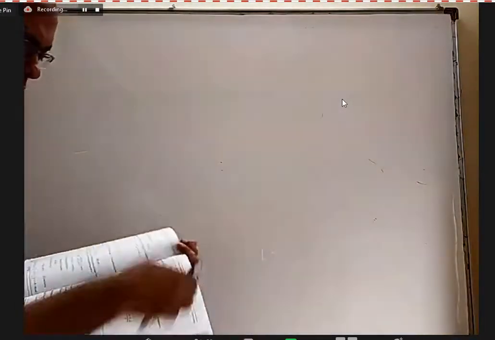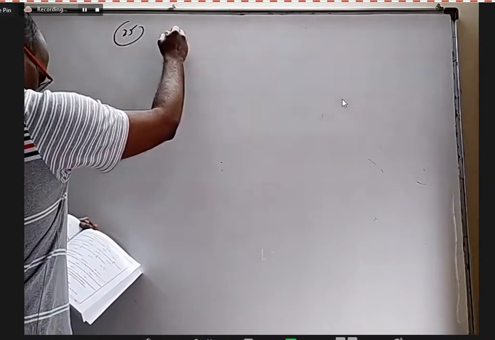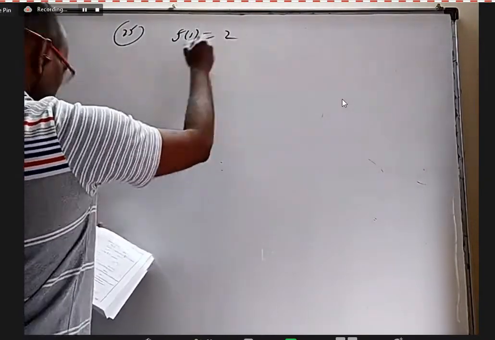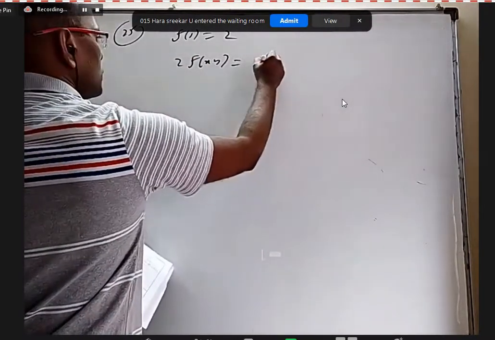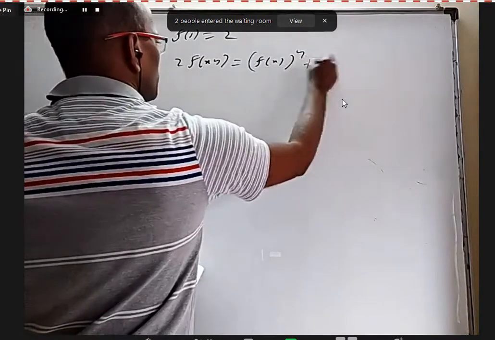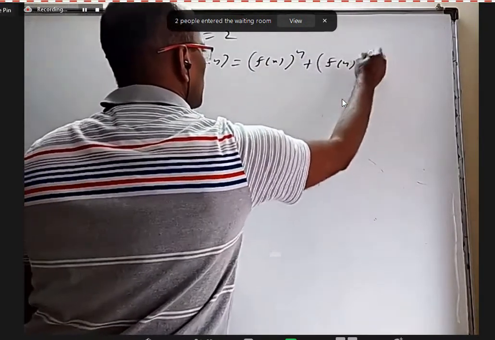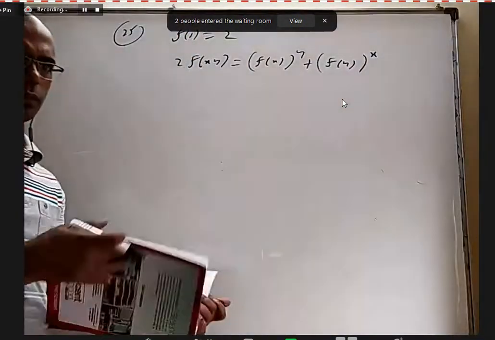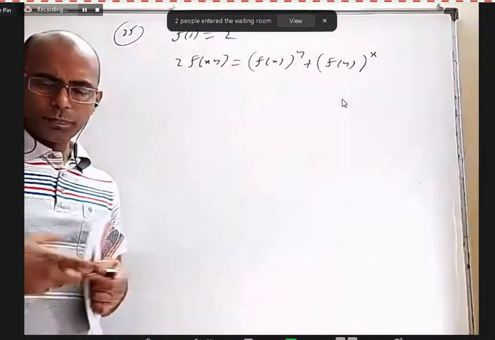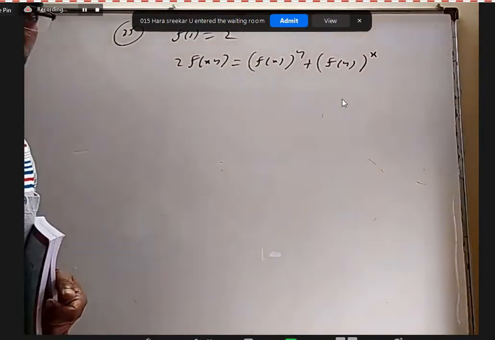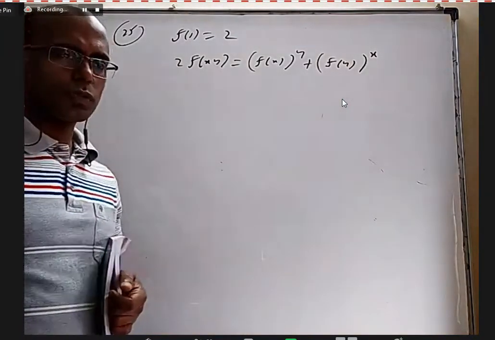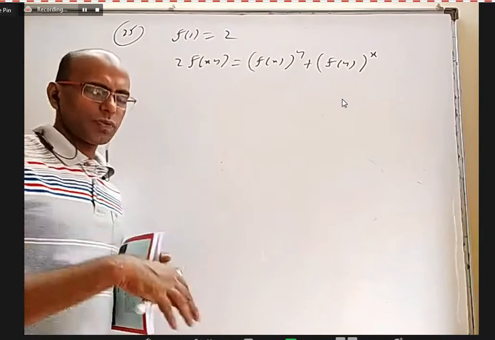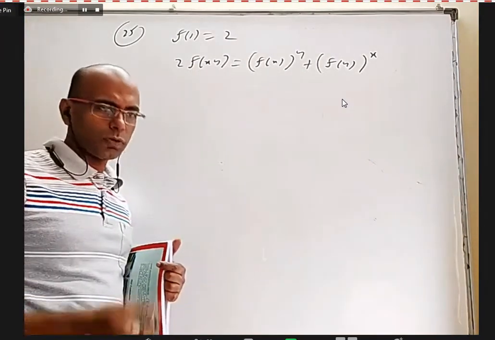Okay, question 25, this is like a functional transformation. They already gave f of 1 is 2, and they said 2f of xy is equal to f of x whole power y and f of y whole power x. We discussed earlier in functional transformations that you just try different ways of putting x and y both 0, both 1, or x is 1, y is 0. Just try to explore, you'll get an idea.